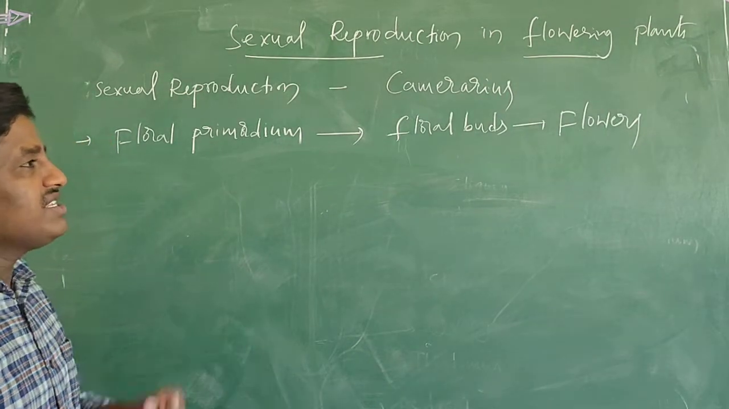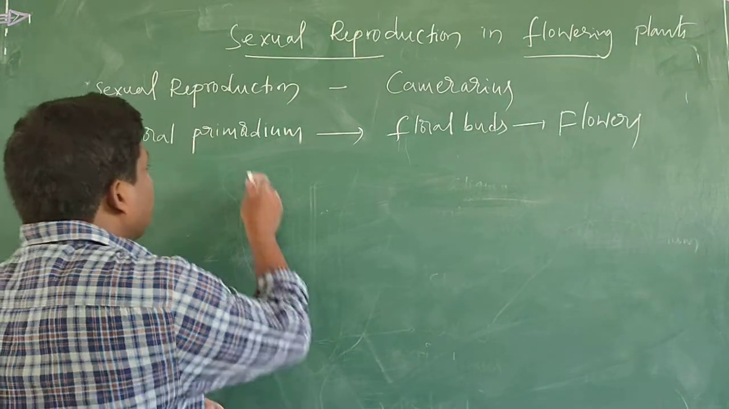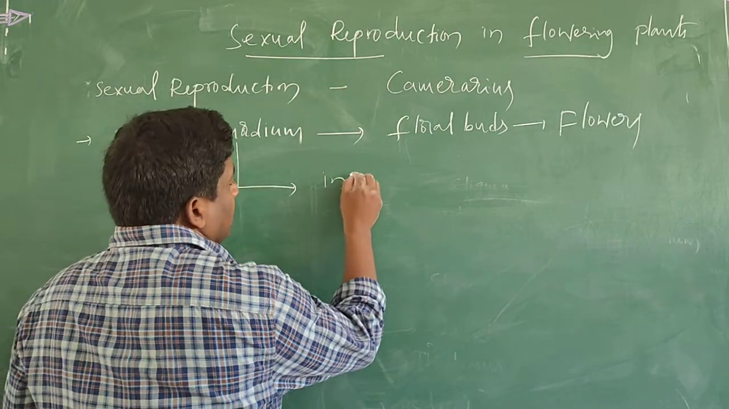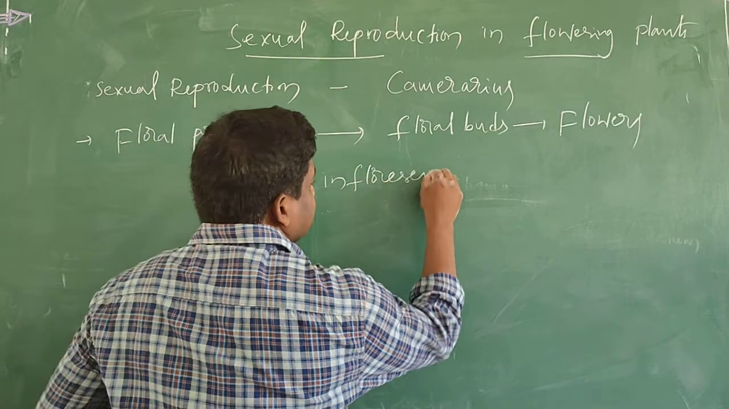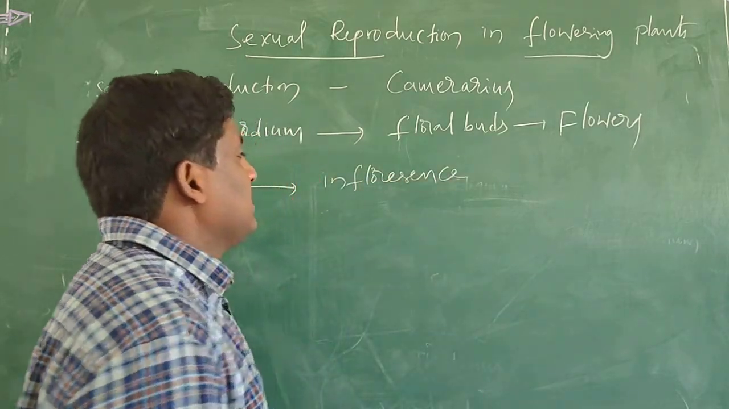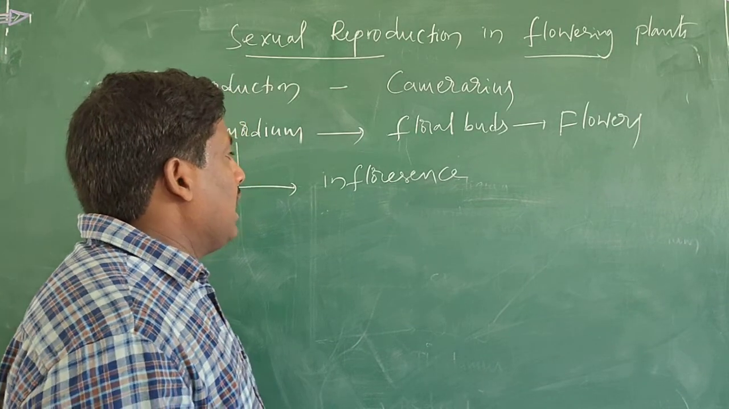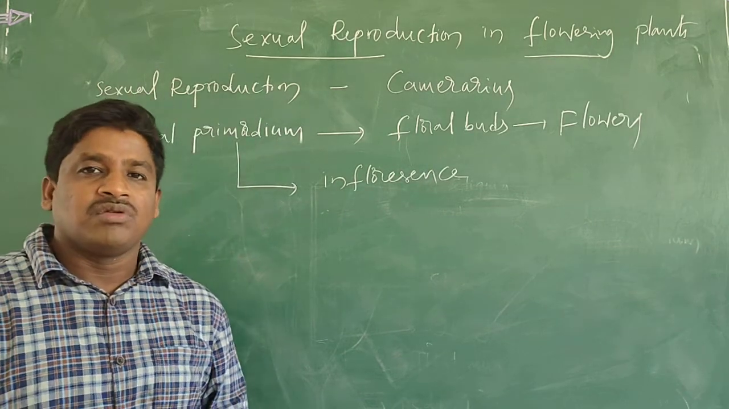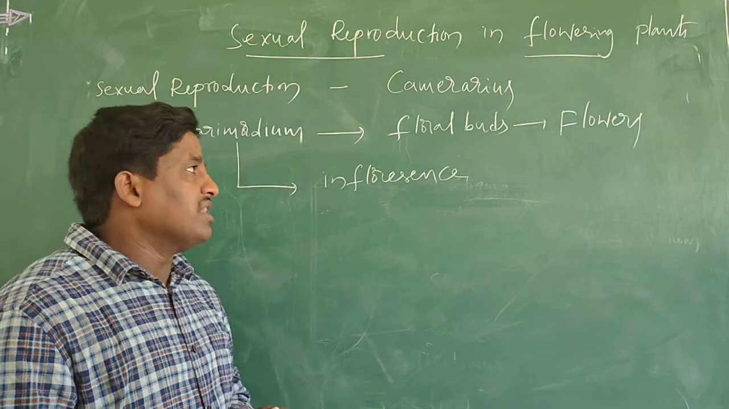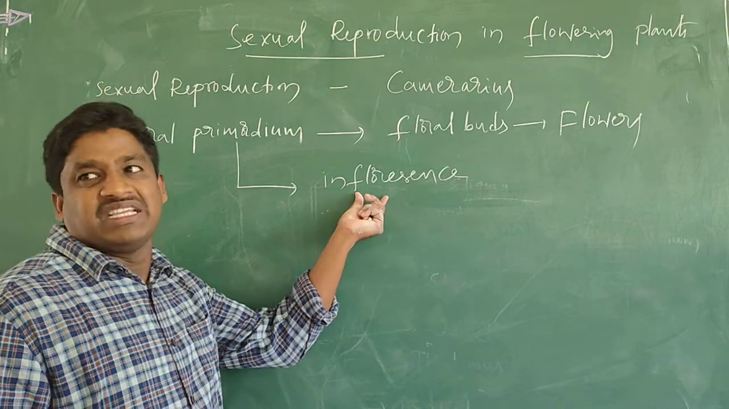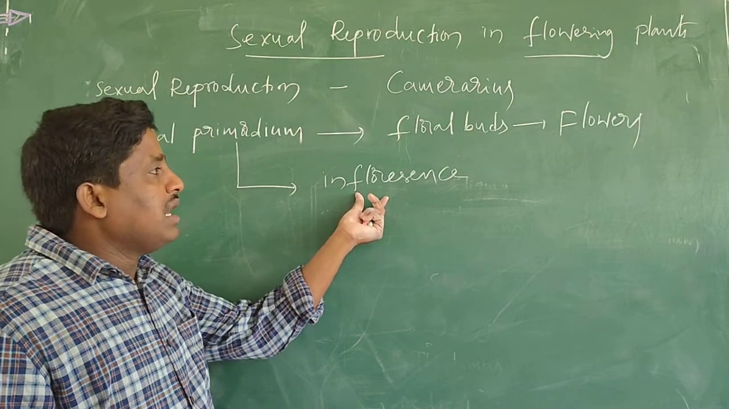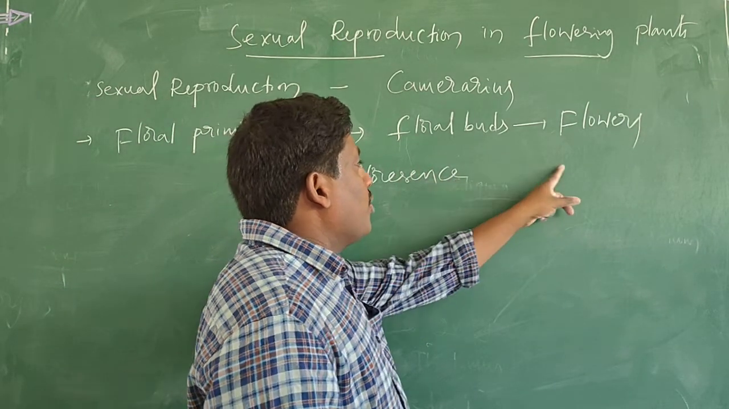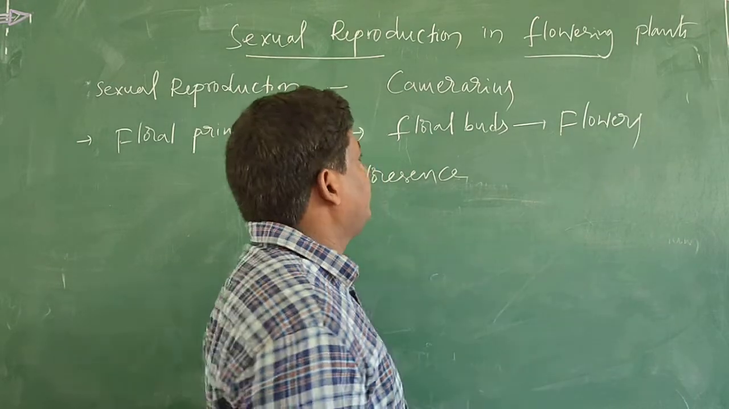Actually, where are these flowers arranged? These flowers are first produced from the floral primordium as an inflorescence. Inflorescence means the arrangement of flowers on the peduncle. We call it inflorescence. The inflorescence produces a number of flowers.